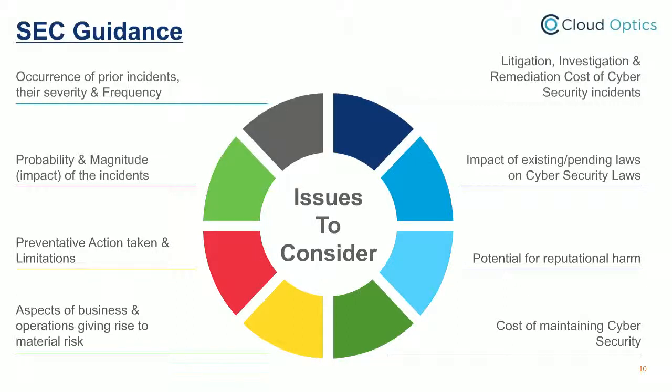Now let's look at the SEC guidance. Given the approach and the intent of the SEC, what kind of issues should be considered at this point in time? So let's look at the first issue: litigation, investigation, remediation, cost of cybersecurity incidents. So this is some of the criteria which the SEC recommends to evaluate when companies are putting together the guidance or a disclosure, right?